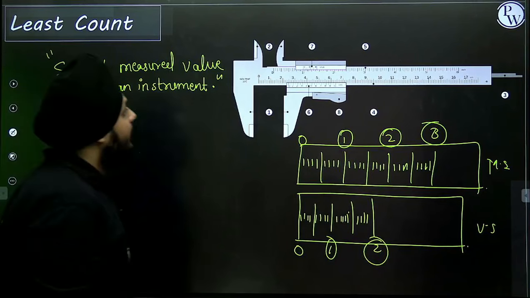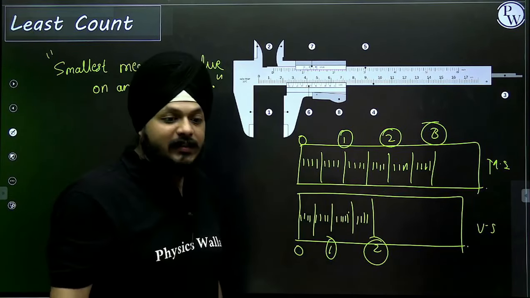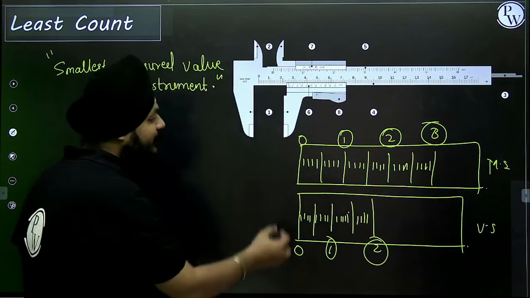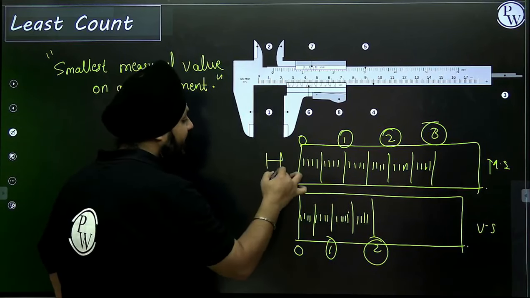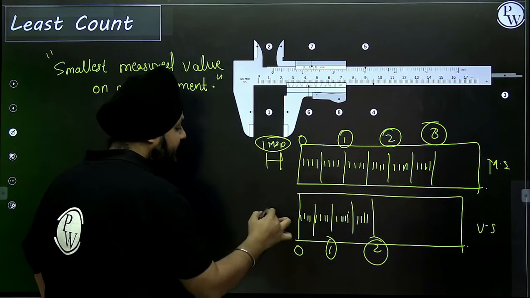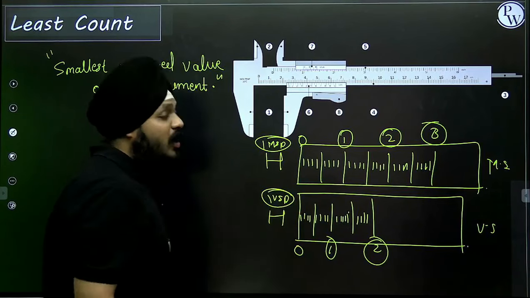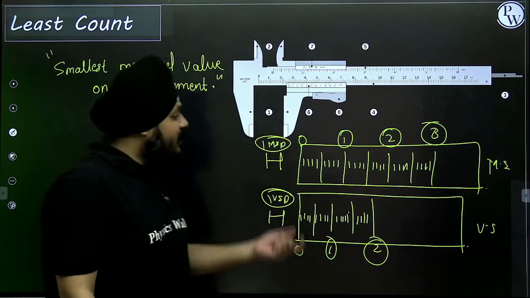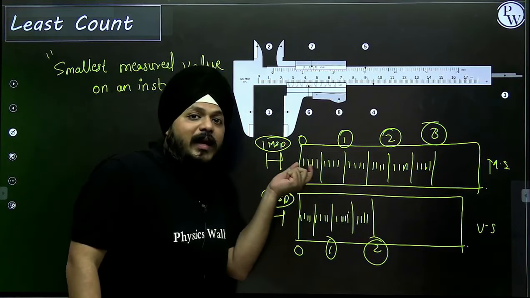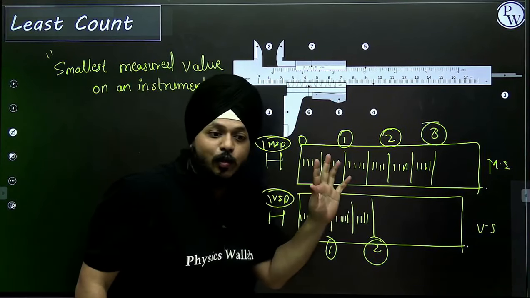Right? Okay. This is the Vernier scale. This is the main scale. Now, what is the least count? The distance between two main scale divisions, I am calling 1 MSD. The distance between two Vernier scale divisions, I am calling 1 VSD. So I want to ask you all, the distance between two divisions on the main scale, is it the least count? Is it the smallest value we are measuring on an instrument?